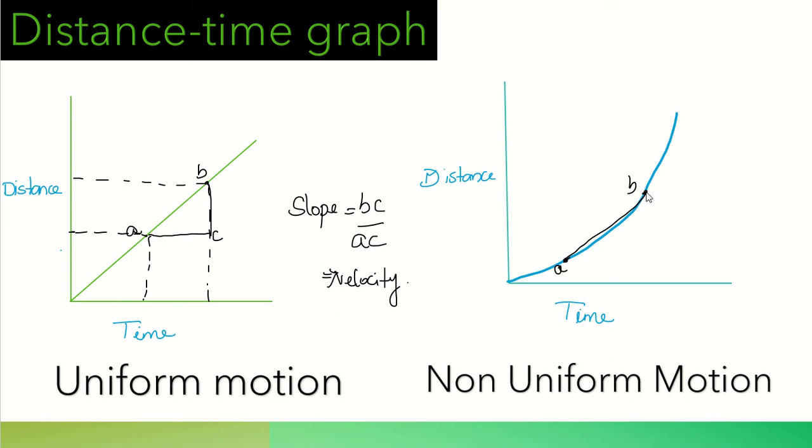and draw a straight line between them, then take the slope of that straight line. Here again slope is y by x. Slope of any graph you can get by the change in y divided by the change in x. So BC divided by AC will give you the average velocity, because it is non-uniform motion and at every point, during every time interval, the velocity will be different. V average is equal to BC divided by AC.